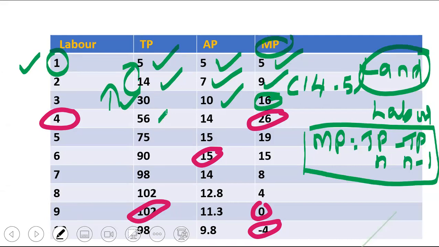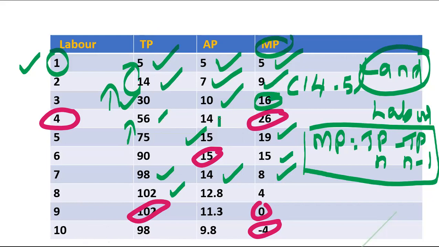Then in the fourth unit, total product is 56. You have to look at the TP column and the first column. This third and fourth you can write by yourself. 56 divided by 4, 14. 56 minus 30, 26. Then next is 75, 75 divided by 5, 15, 75 minus 56, 19. Then it is 90. 90 divided by 6, 15. Then 90 minus 75, 15. Then 98. 98 by 7, 14. 98 minus 98, 0. Then 102. 102 divided by 8, 12.8. 102 minus 98, 4.